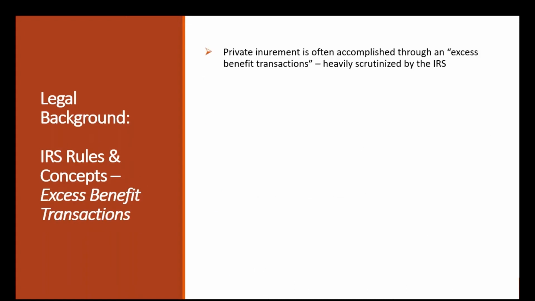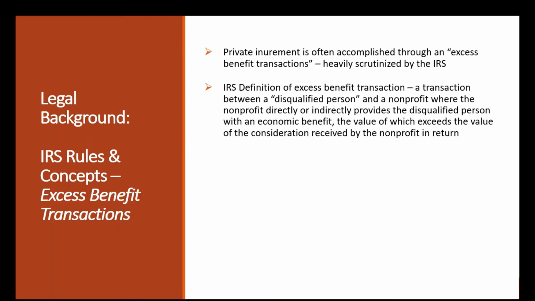There's another related concept here called excess benefit transaction. So private inurement is often accomplished through what the IRS calls an excess benefit transaction and are therefore heavily scrutinized by the IRS. An excess benefit transaction is defined by the IRS as a transaction between a so-called disqualified person and a nonprofit where the nonprofit directly or indirectly provides the disqualified person with an economic benefit, the value of which exceeds the value of the consideration received by the nonprofit in return.